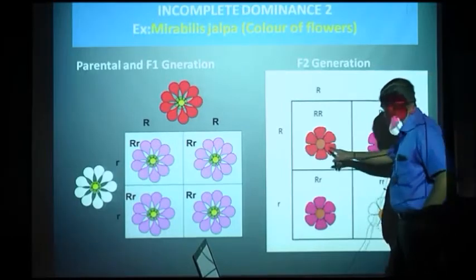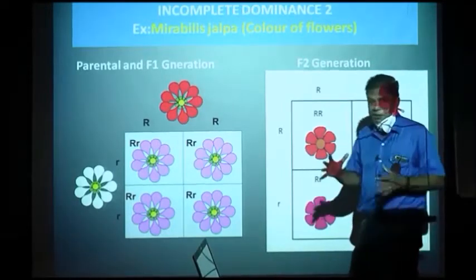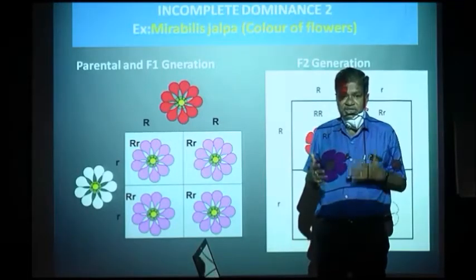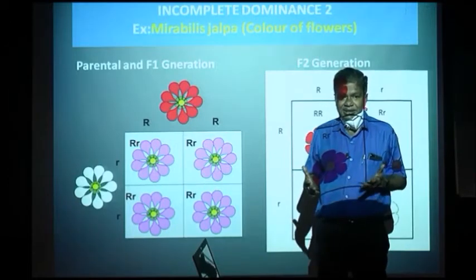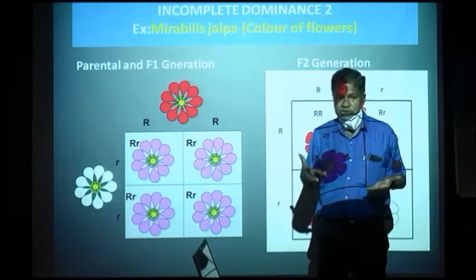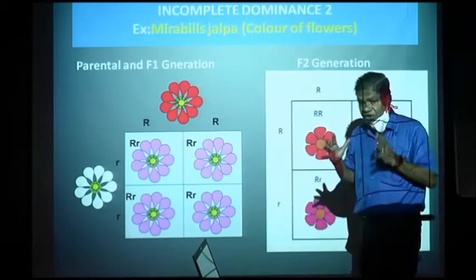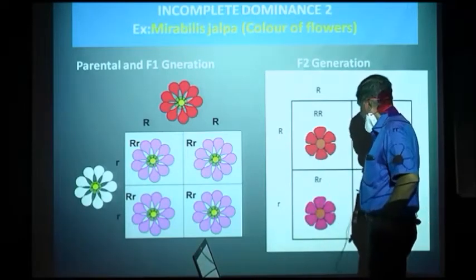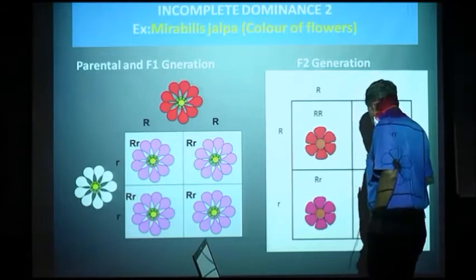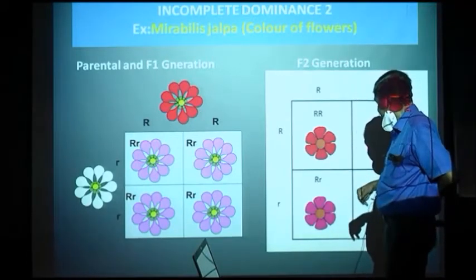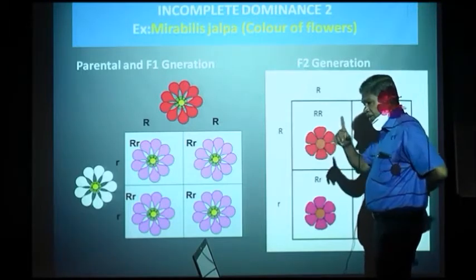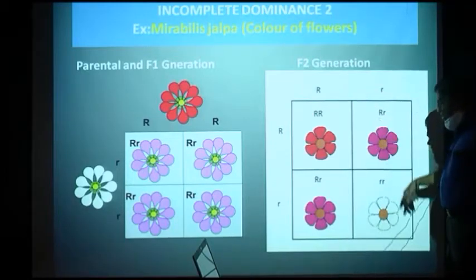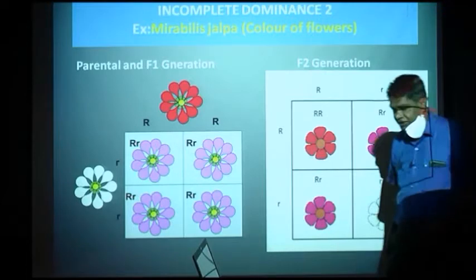So, the ratio is 1:2:1. The peculiarity here is, in Mendel's cross, the phenotypic ratio was 3:1 in the monohybrid, and the genotypic ratio was 1:2:1. But in this case, the phenotypic ratio and the genotypic ratio are same. The phenotypic ratio is 1 red, 2 pink, 1 white, and the genotypic ratio is capital R 1, capital R small r 2, and small r 1. So this is the case of incomplete dominance.